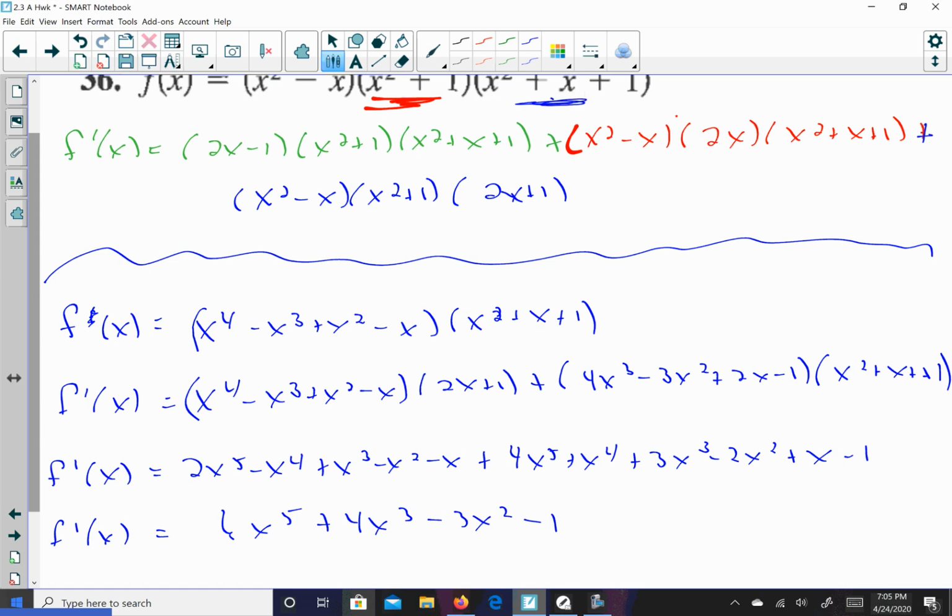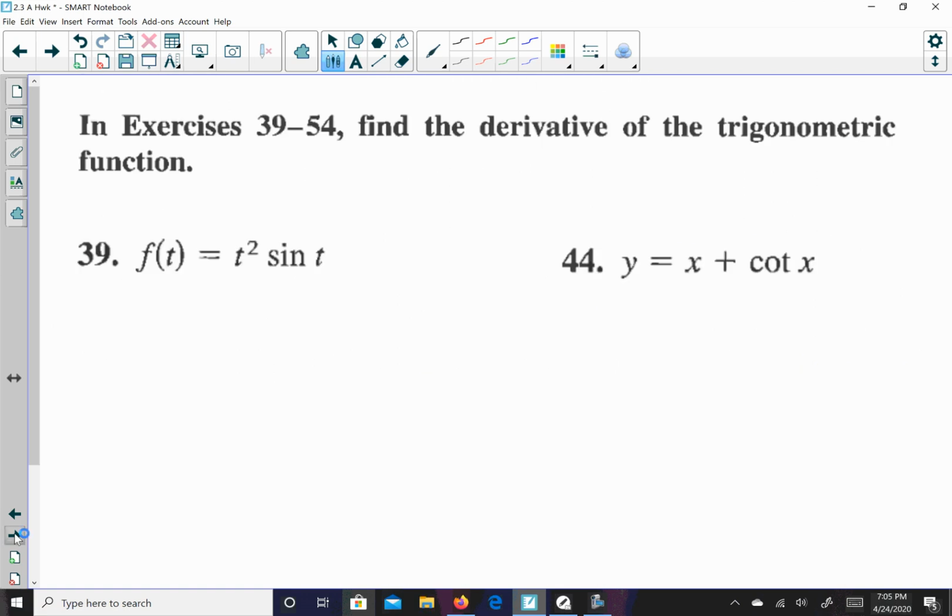Okay, in the exercise, you were trying to find the derivative. In 39 and 40, we start bringing the trig in. So it's asking me to find the derivative of t squared times the sine of t. So I'm going to do the product rule. I'm going to leave the t squared alone. Taking the derivative of sine will be cosine t. Then plus the derivative of t squared will be 2t. And then I leave the sine alone.